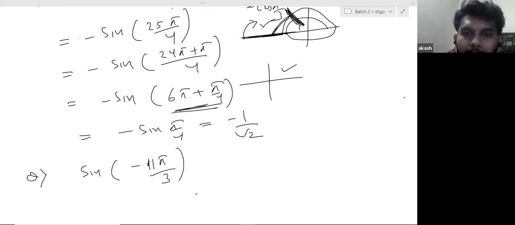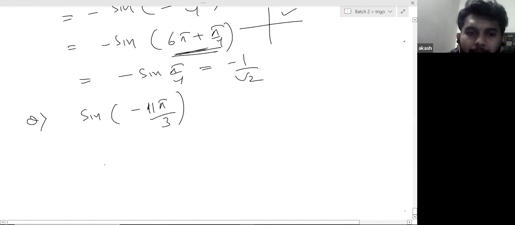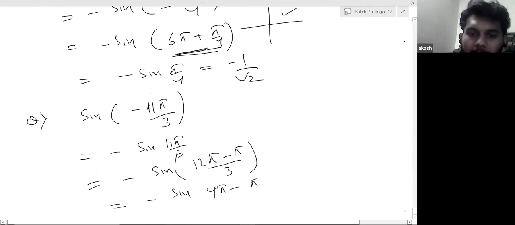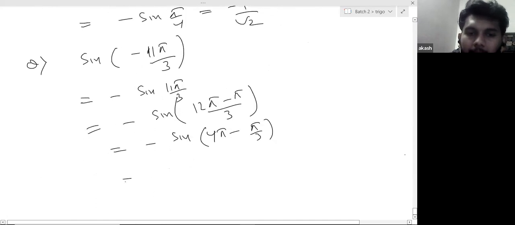All right, let's see how to solve this one. Again, very easy question. You take the negative sign out. So sine 11 pi by 3. Now break the numbers. Sine 12 pi minus pi by 3. Right? Closest to 11 is 12. So minus sine. This is 4 pi minus pi by 3. Right? So this is minus sine pi by 3.